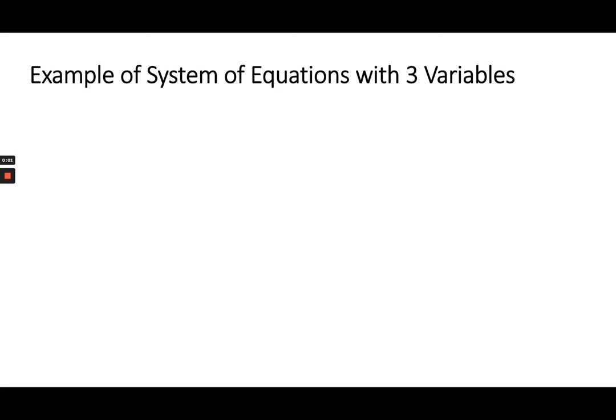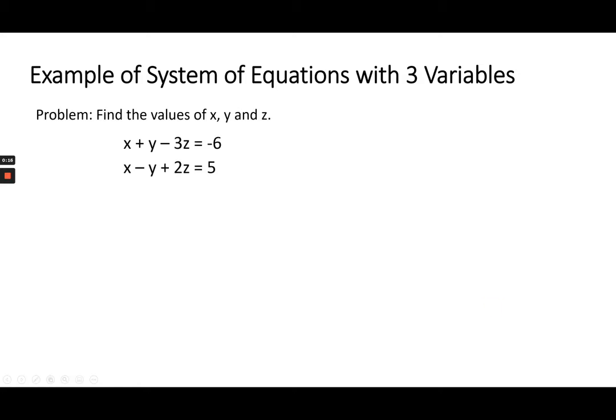Hey, this is an example of solving a system of equations with three variables. Let's have the example. Your problem is to find the values of x, y, and z in the system: x plus y minus 3z is equal to 6, x minus y plus 2z is equal to 5, and x plus y plus z is equal to 6. Usually, a system of equations with three variables has three equations.